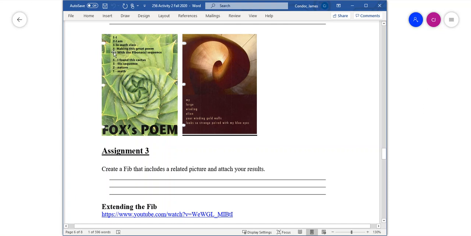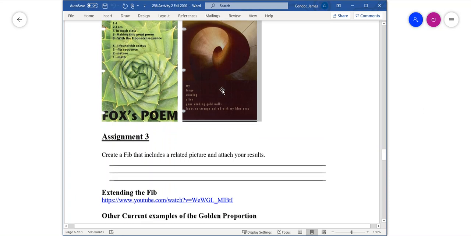And then the next line would have 5. "Making this great poem." Okay, so that's 5 syllables. Next one's 8, with the Fibonacci sequence, right? So we're counting the syllables, 8, and then it would get back down the other way. "I found this cactus fits sequence, nature, math." So that's a good Fibonacci poem, and it's got a picture attached to it.